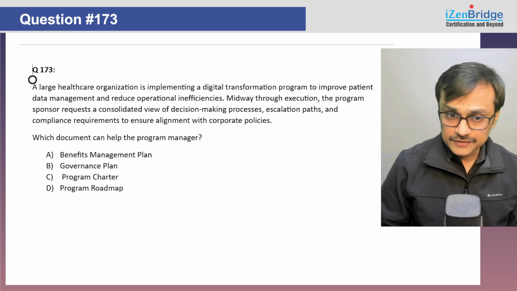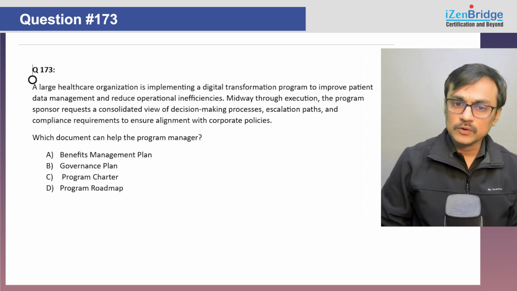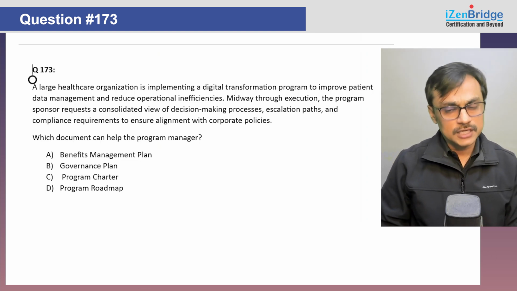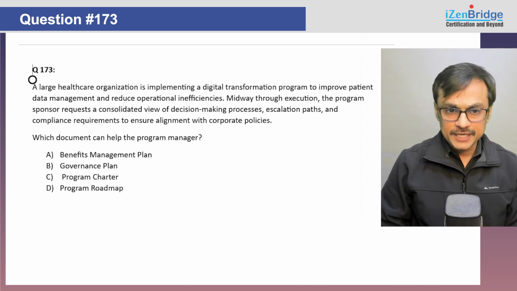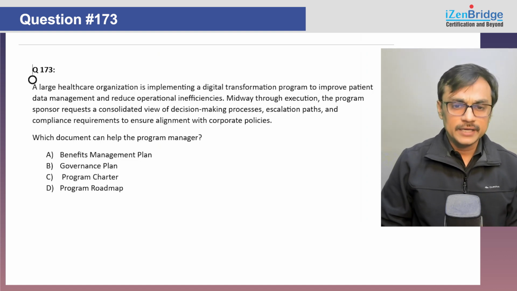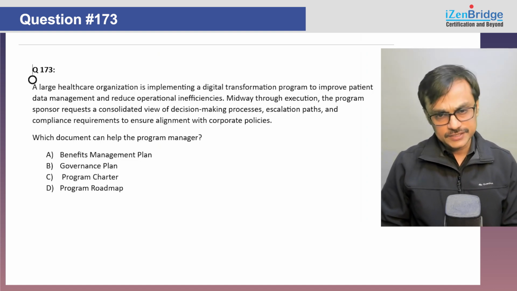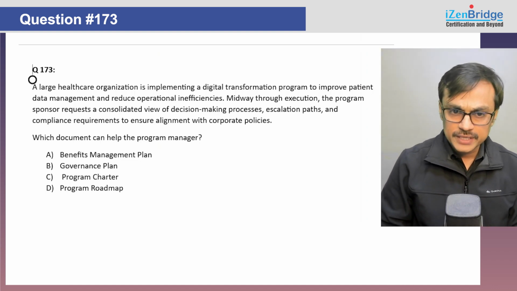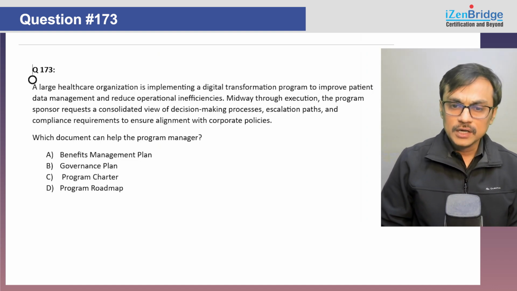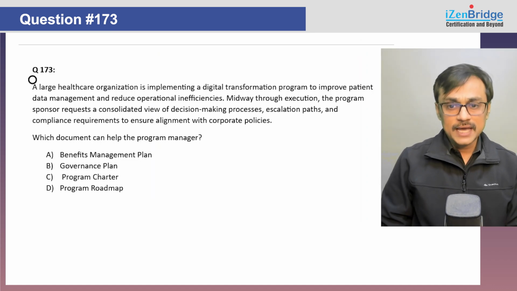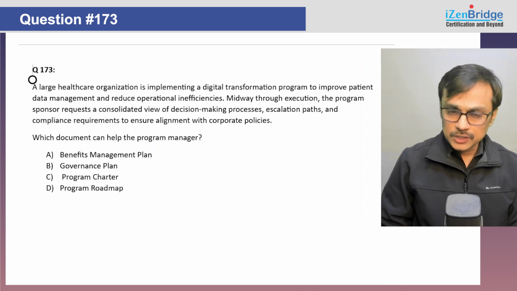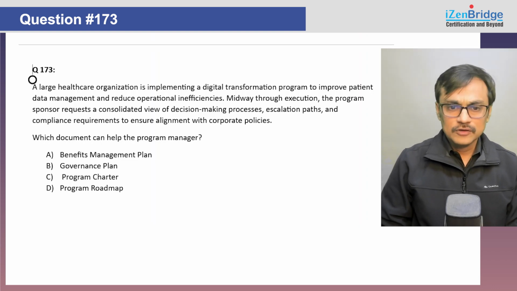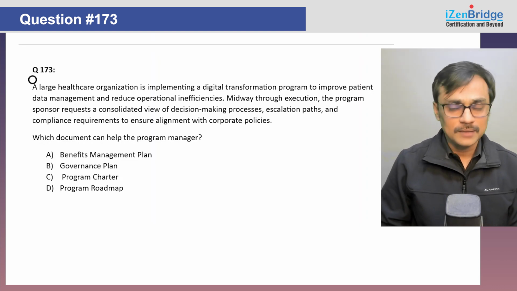Question number 173. A large healthcare organization is implementing a digital transformation program to improve patients' data management and reduce operational inefficiencies. Midway through the execution, the program sponsor requests a consolidated view of decision-making process, escalation path, and compliance requirement to ensure alignment with corporate policies. Which document can help the program manager?